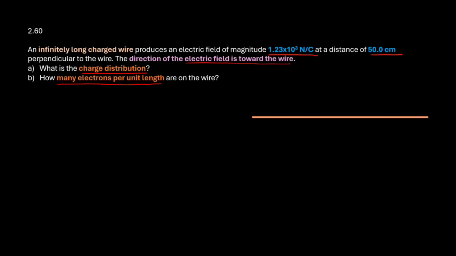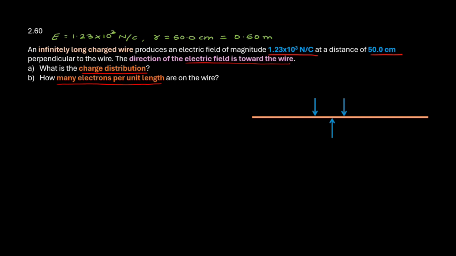So here we have an infinitely long wire that has an electric field of magnitude E equals 1.23 times 10 to the power 3 Newton per coulomb, 50 centimeter from the wire. So I will write this distance 50 centimeter as R equals 50. We will convert this centimeter to meter by dividing this number by 100, so that becomes 0.5 meter. The direction of electric field is towards the wire in this manner.